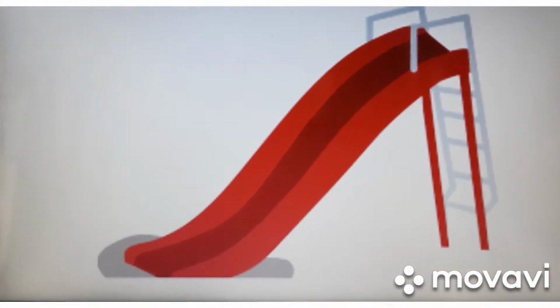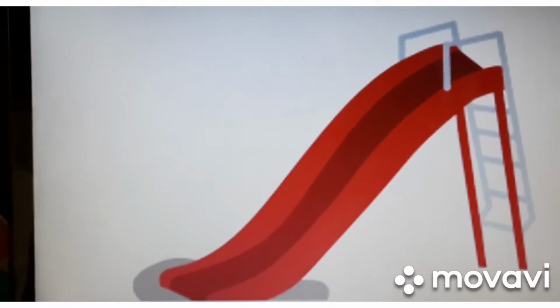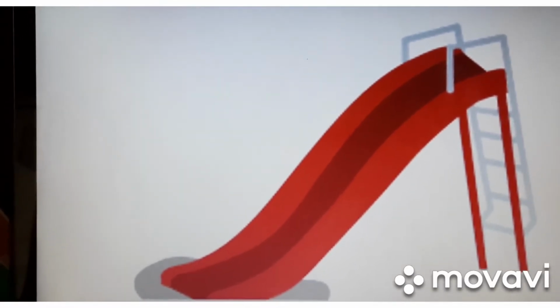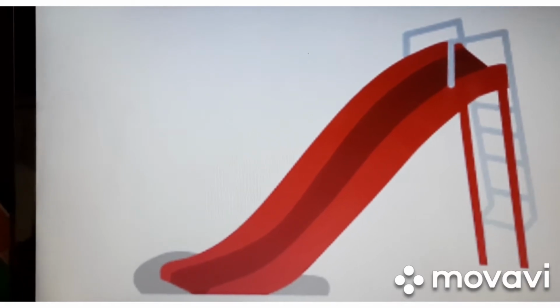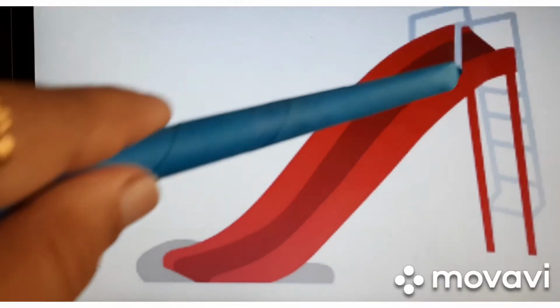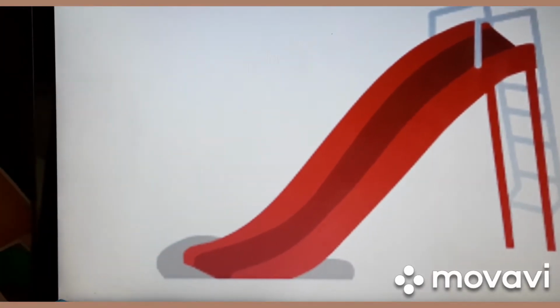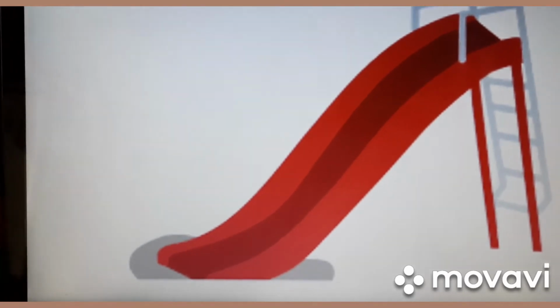Yes, what is this? Yes, this is a slide. And you see this slide in the garden, isn't it? And it is in which position? Slanting position. Is it in a forward slant position? Yes.